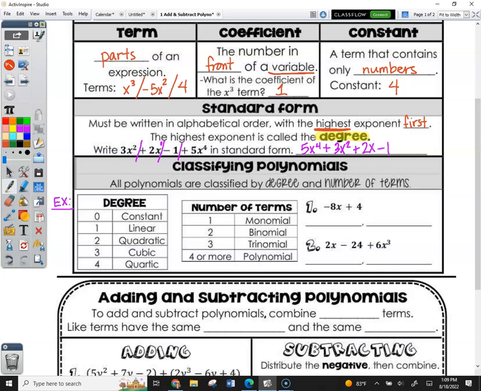For example, if I said that this was your polynomial, that's just a number. What did we say was a term that's just a number? A constant. So if the highest exponent is 0, which means you can't see it, then it's a constant. You might say, well, where is the exponent? There's an understood x to the 0 power there that you don't see, because anything to the 0 power is 1.